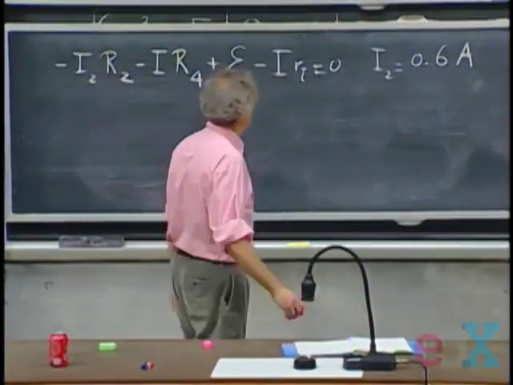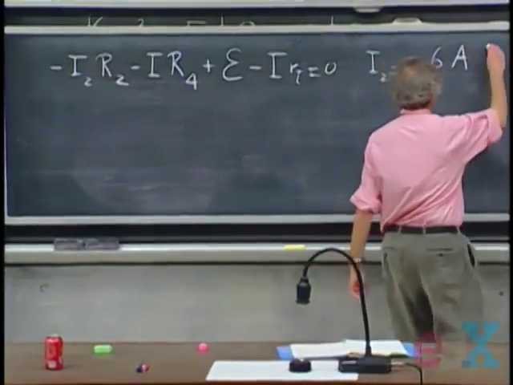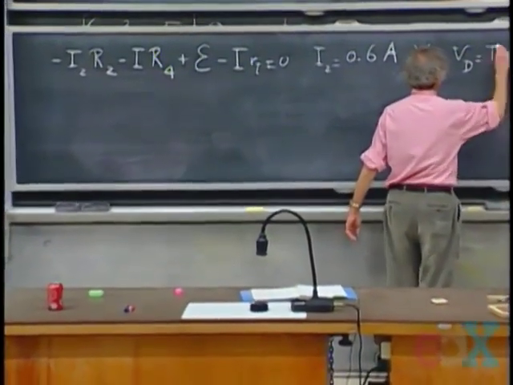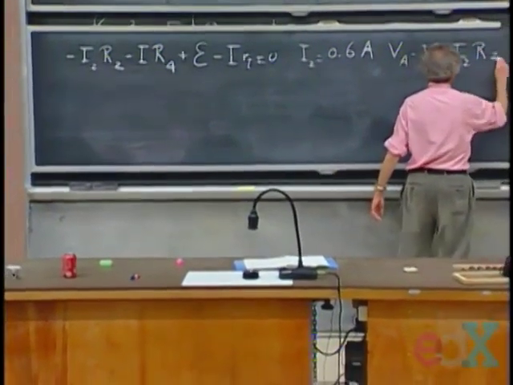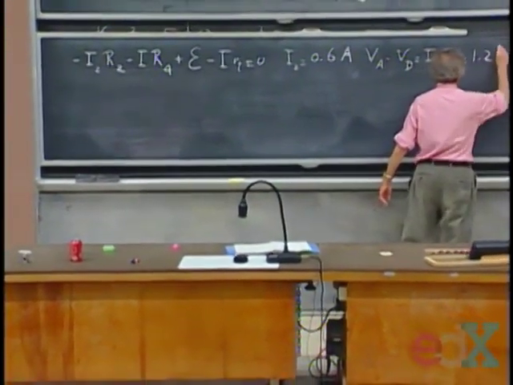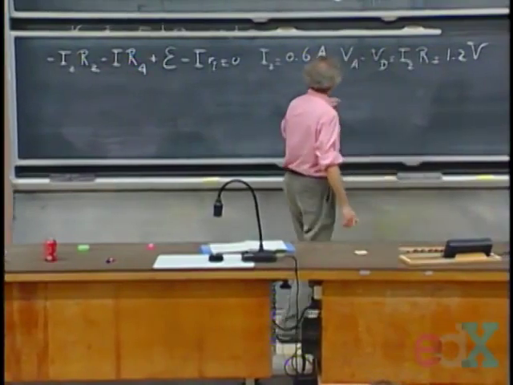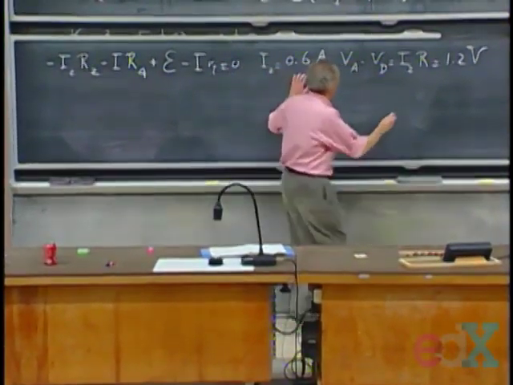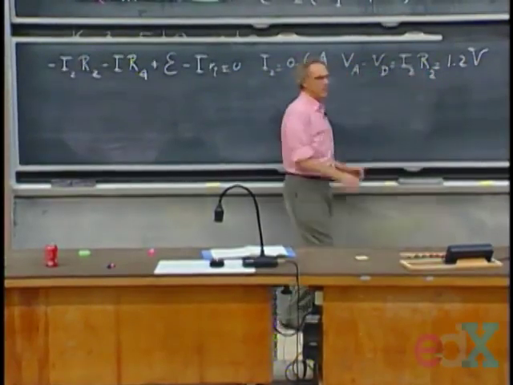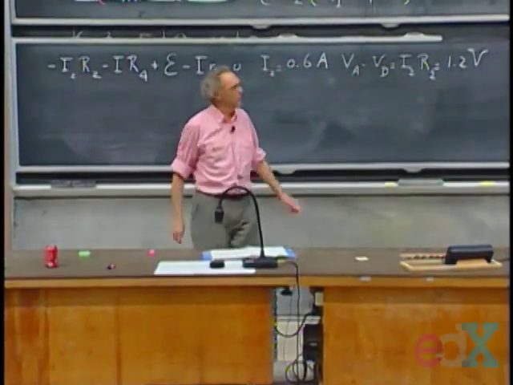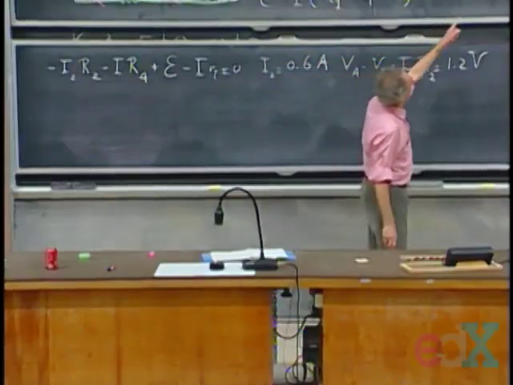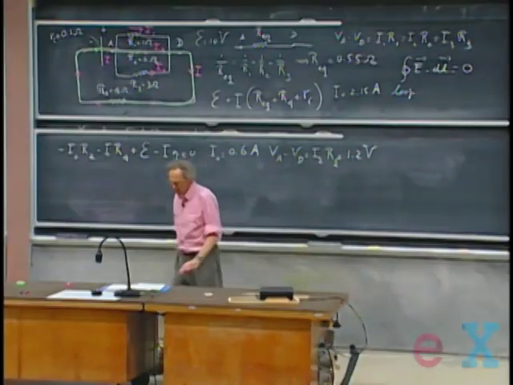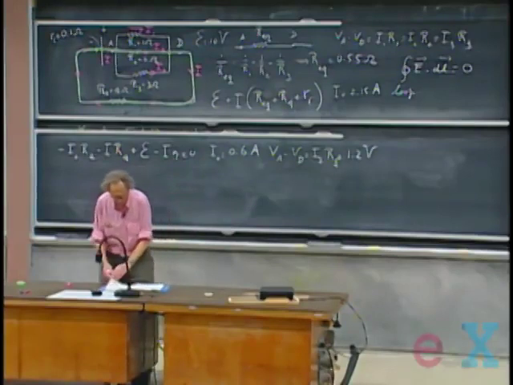And so you know now that VA minus VD, the potential difference, which was I2 R2, is now going to be 1.2 volts. Because I2 is 0.6 amperes, and R2, there's a 2 here, is 2 ohms. So it's 1.2 volts. And so the 1.2 volts is also I1 R1, and it's also I3 R3, so you get I1 and you get I3.